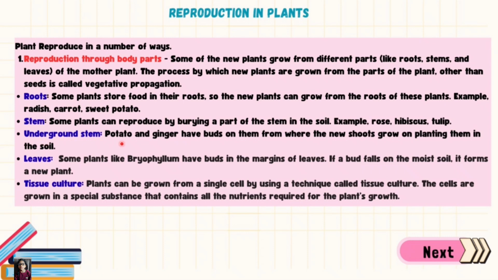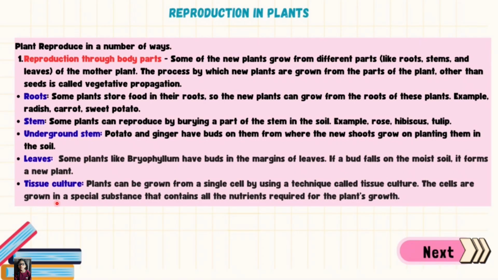Underground stem. Potato and ginger have buds on them from where the new shoots grow on planting them in the soil. So potato and ginger have tiny buds that are present on their surface, and if we plant them in the soil, it will grow into a potato or a ginger plant, and those buds will give rise to the shoots. Through leaves. Some of the plants like bryophyllum have buds in the margin of their leaves. If one of the buds falls on the moist soil, it will form a new plant.